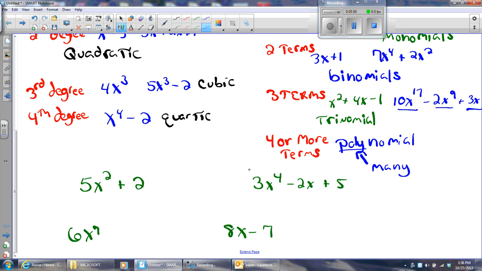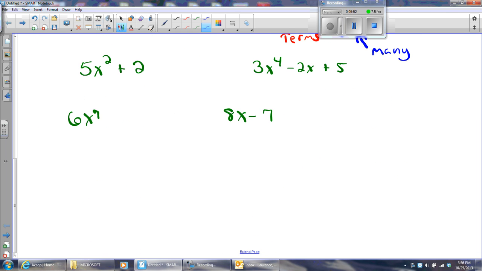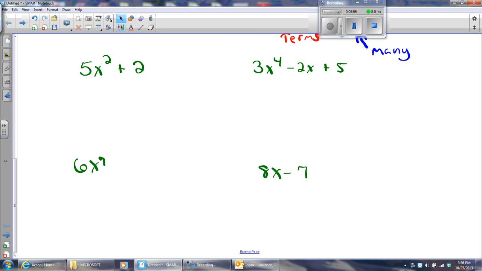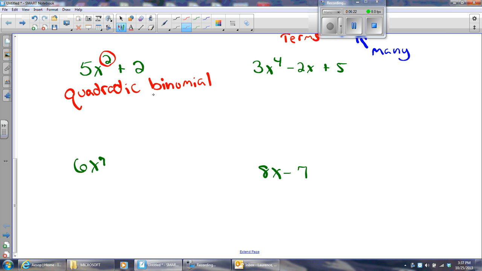Let me give myself a little bit more room. And let me move this guy down and this guy down. Okay, first I'm going to check the degree. Looks like on this one I have a 2 for my degree. So this is quadratic. It's a D, quadratic. And there are 2 terms, so that makes it a binomial. So this is a quadratic binomial.